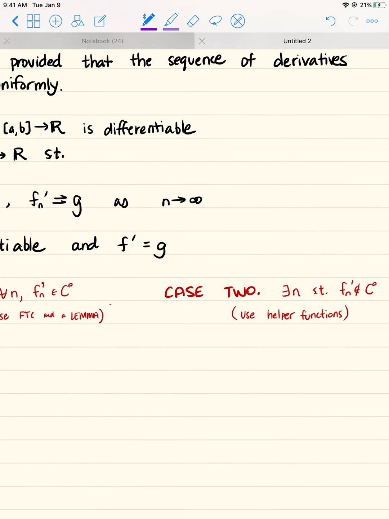For case 2, where we make no assumptions about the continuity of our derivatives, we'll essentially use helper functions and prove that those helper functions are uniformly convergent and they converge to a continuous function, and therefore we'll get our desired result, which is that our uniform limit is differentiable and the derivative is the limit of the derivatives.